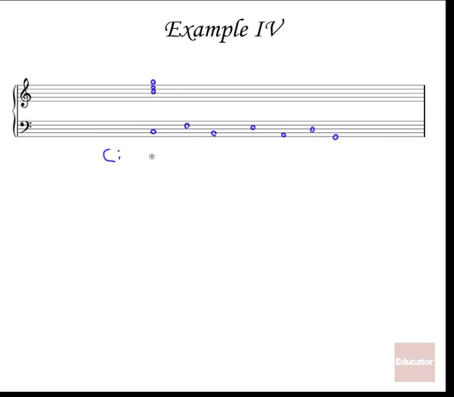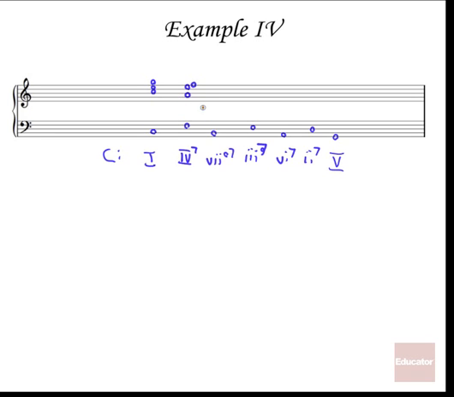So now let's provide the Roman numerals just to make it easier to think about the harmonies. So 4-7, 7 diminished 7, 3-7, 6-7, 2-7, and then 5. So of course the 7th of F major is E, so we're going to hold this E over, and now we can move this G down to F and this C down to A.